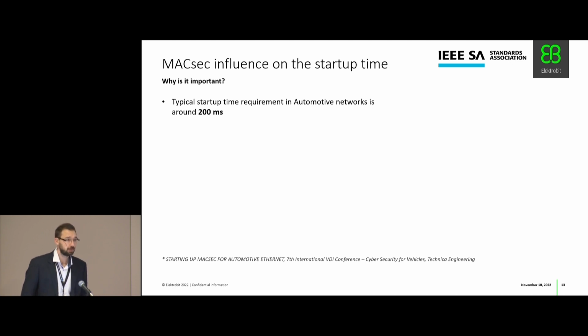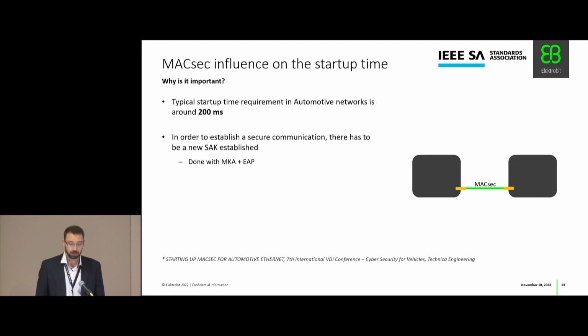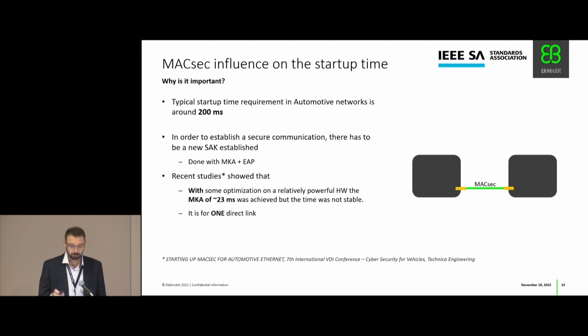So typical startup time in automotive networks is around 200 milliseconds for Ethernet. In order to establish a secure communication, we need to use the MKA protocol and EAP to share the keys, right? And in recent studies from Technica, please correct me afterwards if I was wrong, it was shown that the typical time of MKA was 23 milliseconds, which is fine, yeah, but it was for one direct link.